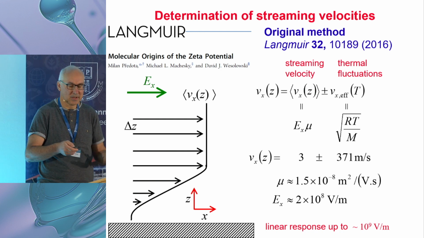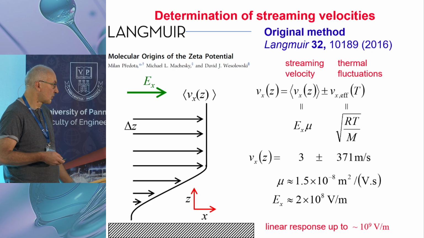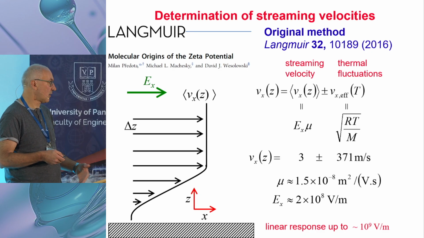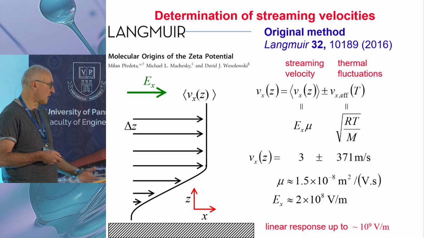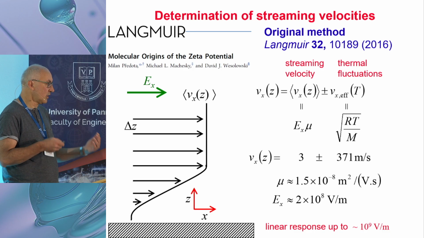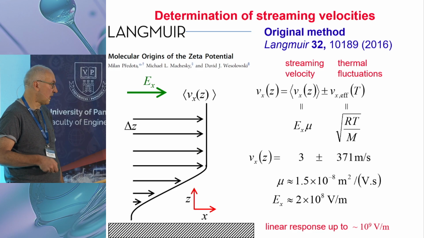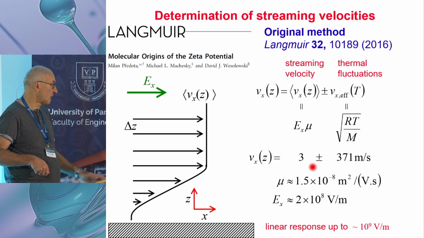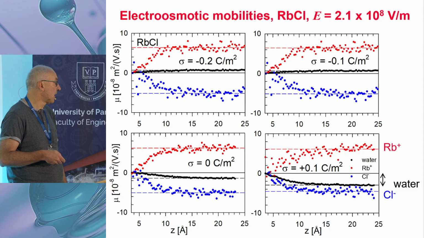It's simply impossible in the size of the system we used. So that's why we use such a strong field. But as long as the field is in the linear response regime, meaning that the response is proportional to the stimuli, then we are safe, and we tested that in this case it was okay. So we can measure the streaming velocity, we can see that it's positive, negative, etc.